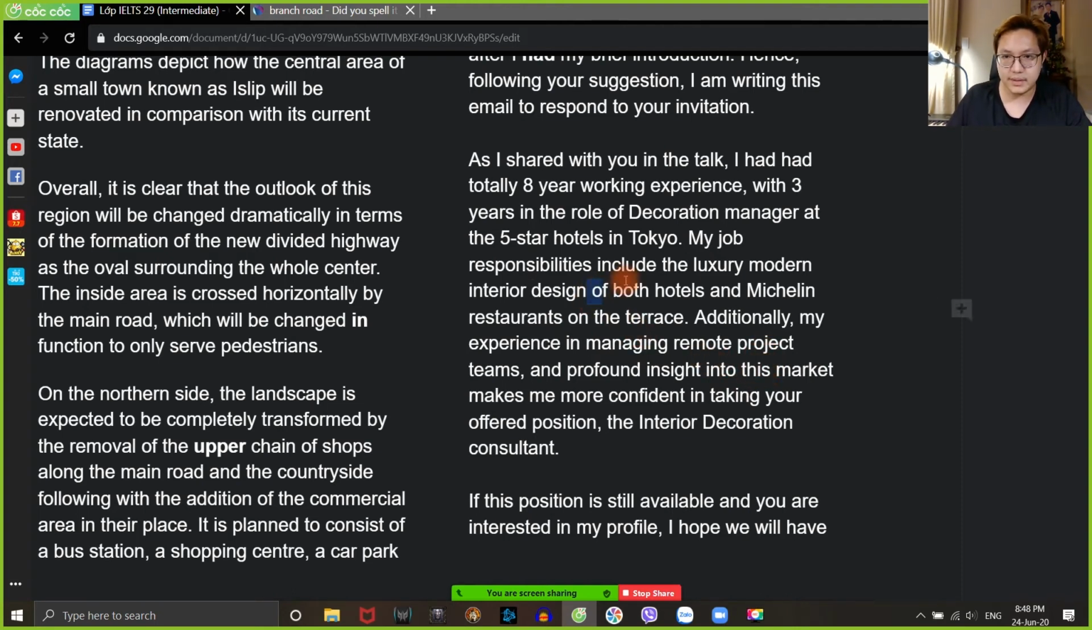I can be wrong here, okay? I think modern can stay before luxury. I may make a mistake here. Of both hotels and Michelin restaurants on the terrace. I forgot what terrace is. The rooftop, you mean rooftop? Restaurant on the highest floor, you mean?